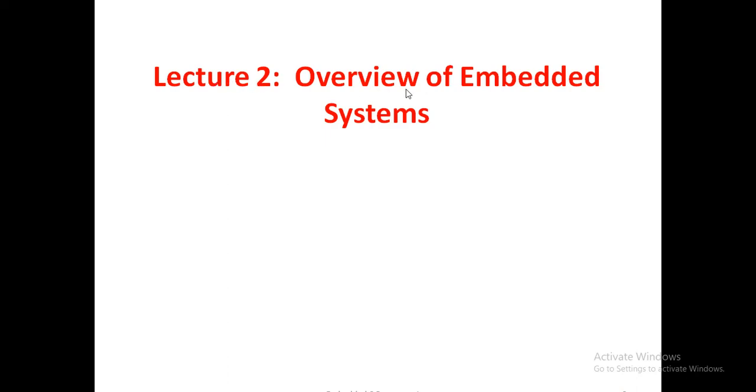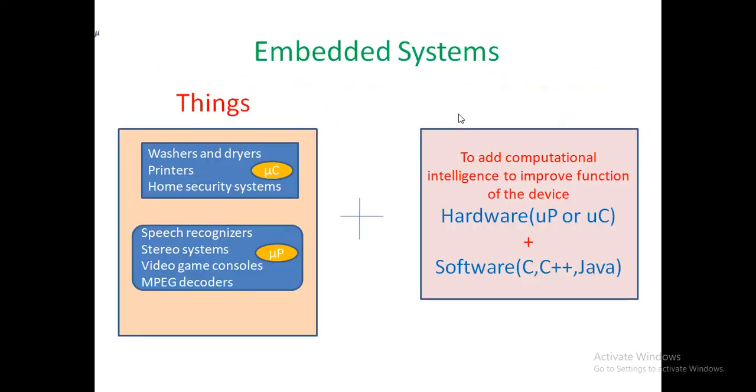Welcome to lecture 2, Overview of Embedded Systems. Embedded system definition. An embedded system is a system which performs only one task with the help of either a microprocessor or microcontroller. Any embedded system you can make with the combination of these two, hardware plus software, along with some input and output devices.